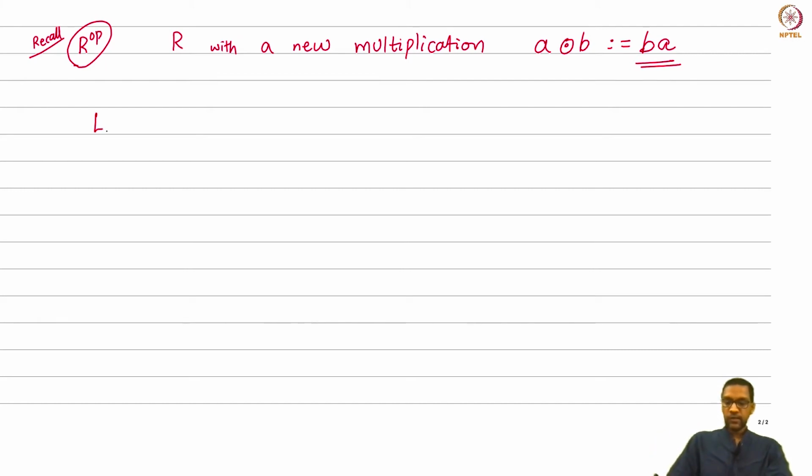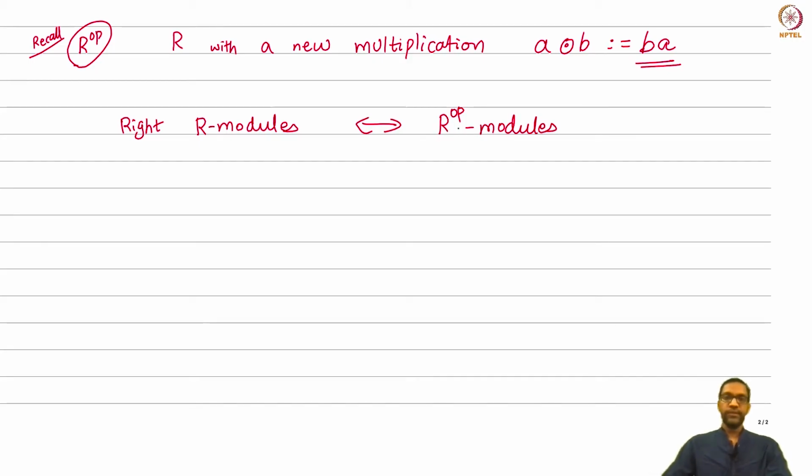And recall the following fact: right modules over the ring R are the same notion as left modules over the opposite ring. So when I write R modules, I always mean left R modules. If I don't specify whether it's left or right, then it's left. That's our convention. So this is a brief recall of what the right R module structure was.